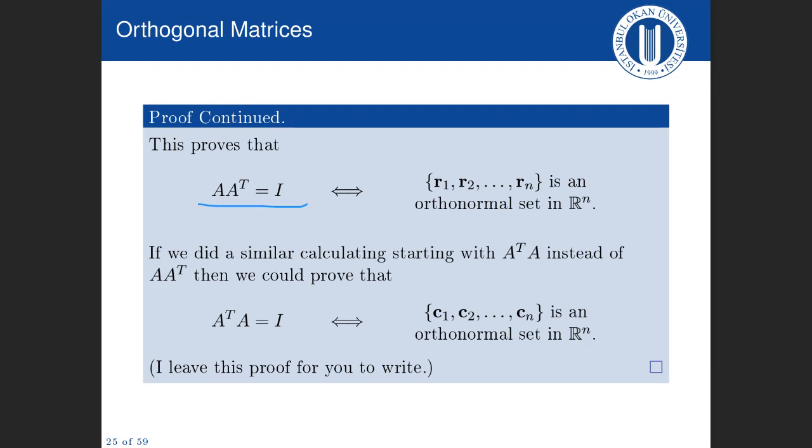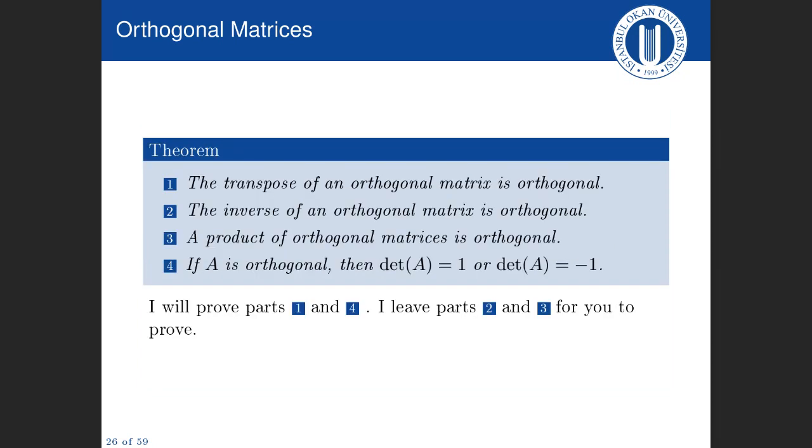Now, to prove this, I started with A A transpose equal to I. If instead I started with the other way around, A transpose A equal to I, and did exactly the same calculation, I could then prove that the column vectors of A form an orthonormal set in Rn. But I'll leave that proof for you to write. Let's move on to the next affair.